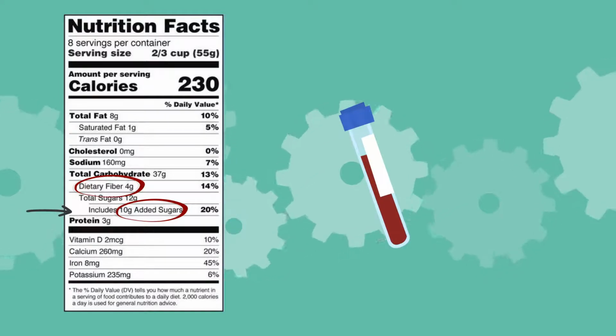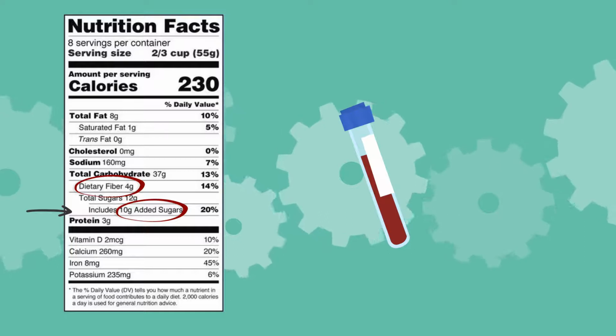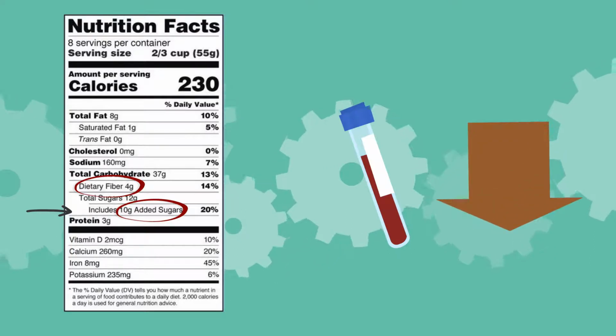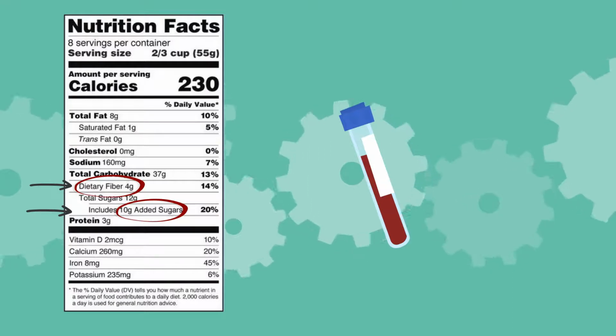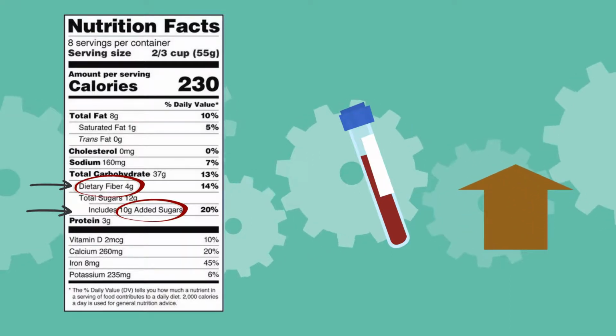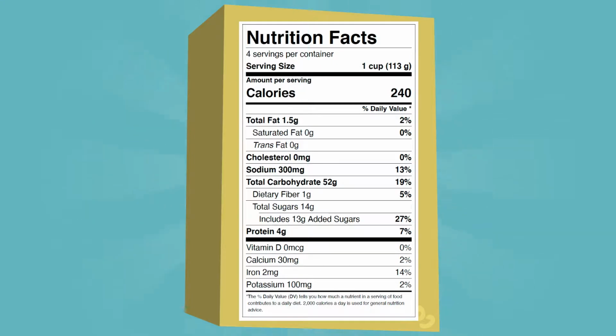The label tells us how much added sugar is in a product. We want to limit the amount of added sugar we consume per day. The label also tells us how much fiber is in a product. We all want to consume more fiber. Let's take a look at our example.